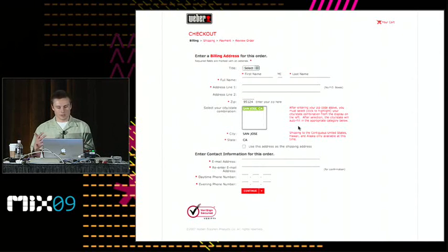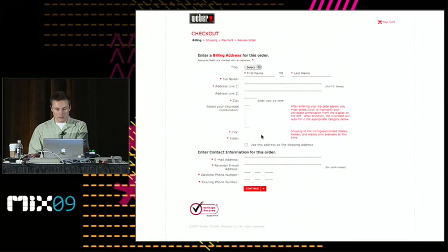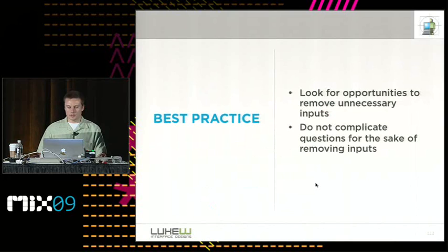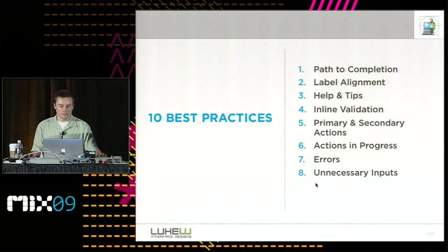They ask questions. They don't understand what's going on. Where do I enter my city and state? Because in here I see it blank, right? I want to enter it. I usually enter that before I enter the zip code, so on and so forth. So in that case, it might be a bad idea to remove those inputs. And hence I say look for opportunities to remove stuff, but don't complicate things for the sake of removing things. So that's number 8, unnecessary inputs.